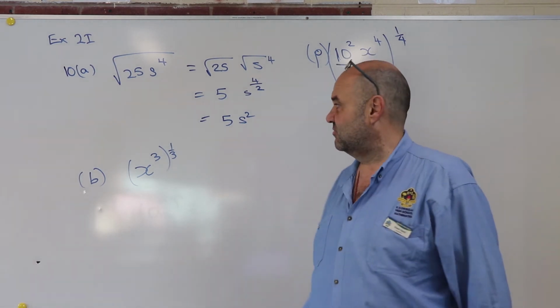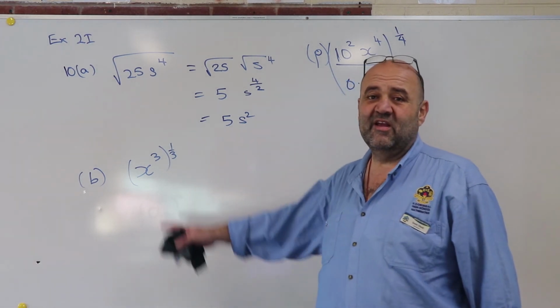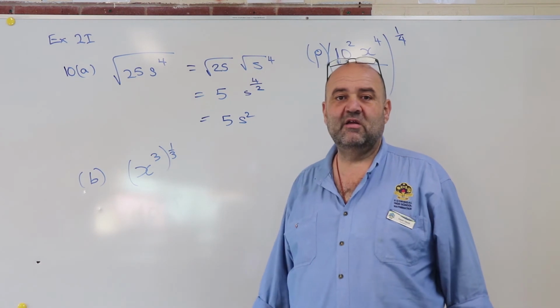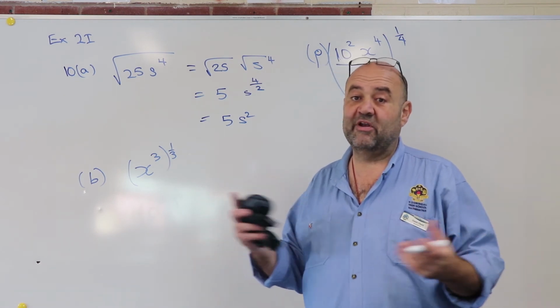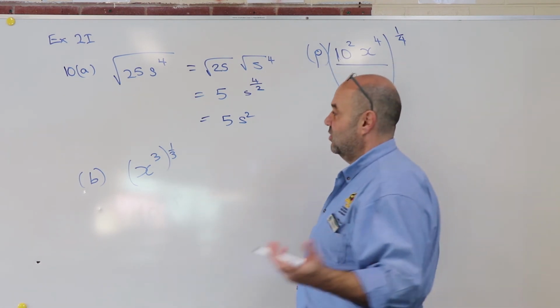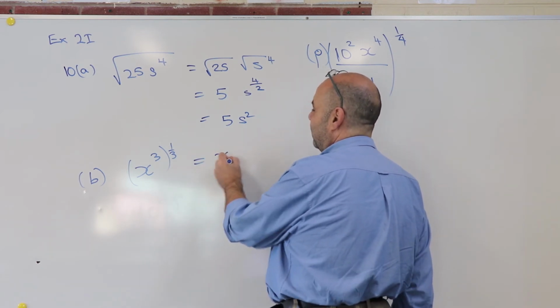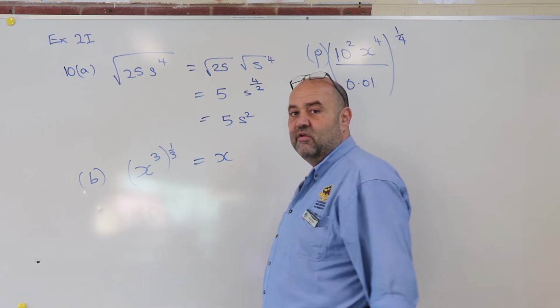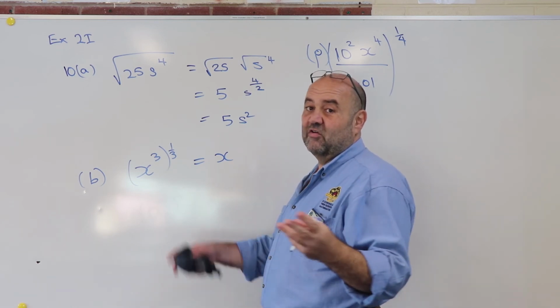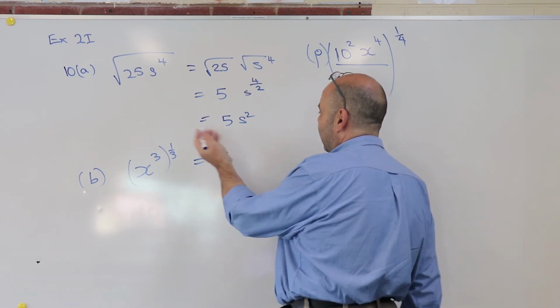Okay, hope that helps. What about over here? Well, I've got a power of a power inside a bracket. They just multiply together. We saw that come up a couple of times in question 9. So that's going to be x to the power of 3 times 1/3. Well, if I've got 3/3, I've got 1 whole. So it's just x to the power of 1.